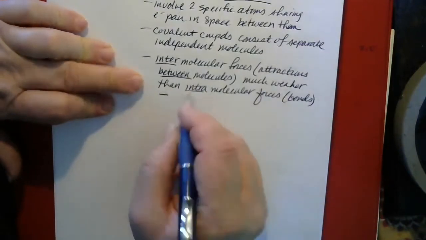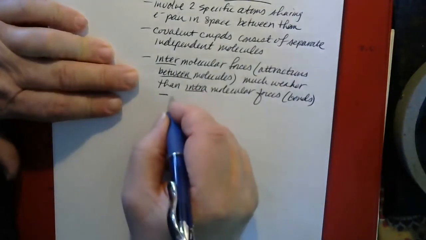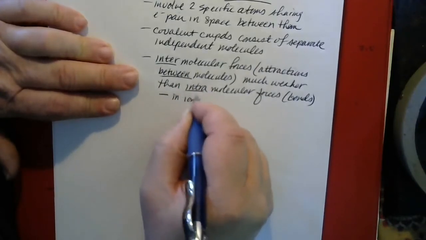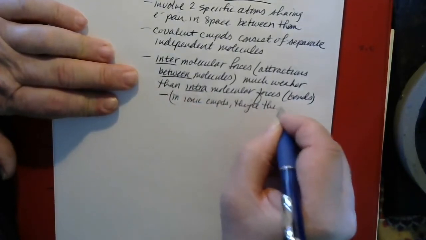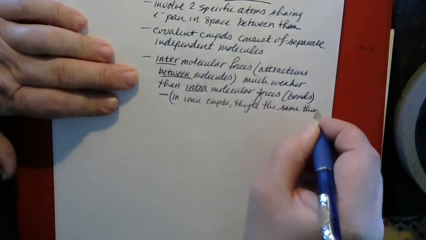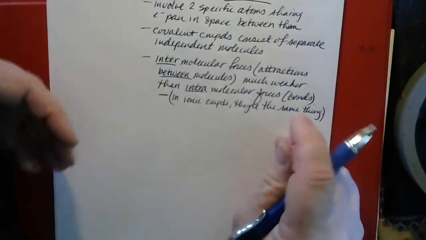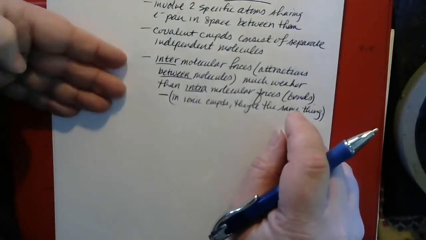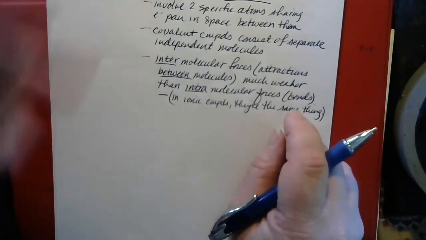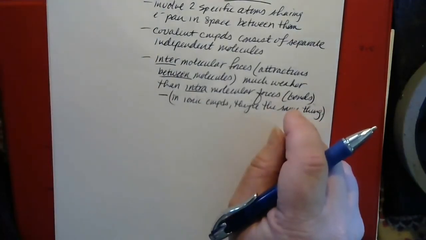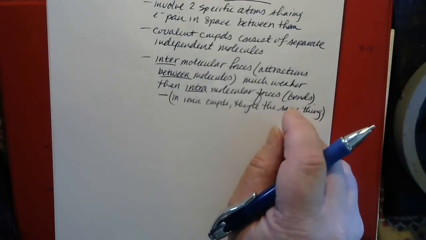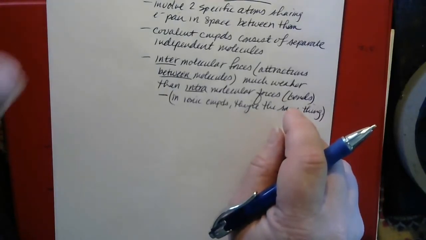In ionic compounds, intra and intermolecular forces are actually the same thing. Because remember, in ionic compounds, we don't distinguish one molecule from another. It's just three-dimensional arrays of alternating positive and negative ions. And we give the lowest whole number ratio of the positive to negative ion as the formula for the compound. But the actual ions will go on and on and on in every direction until you've got billions and billions of trillions of them, even in a small grain of salt.